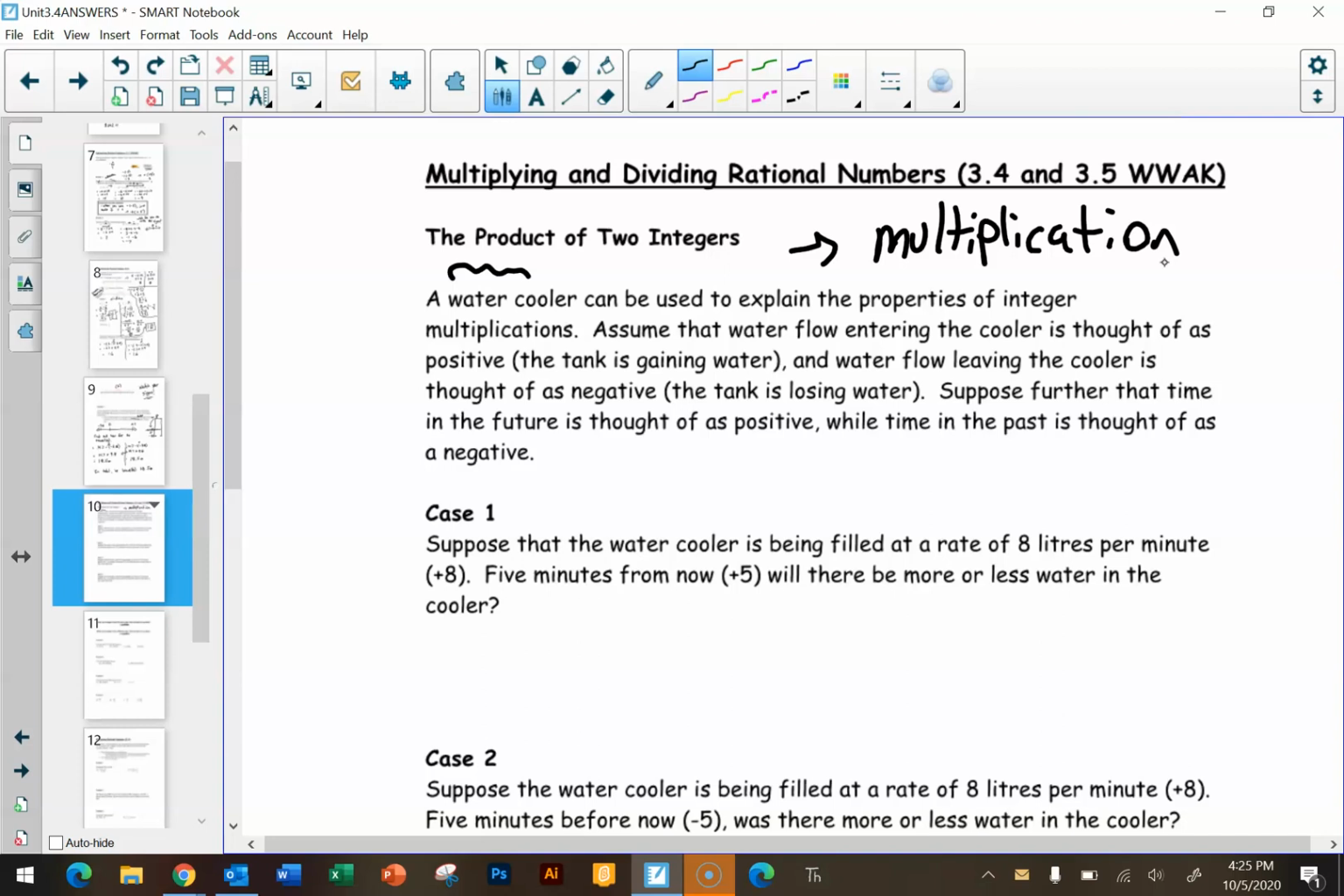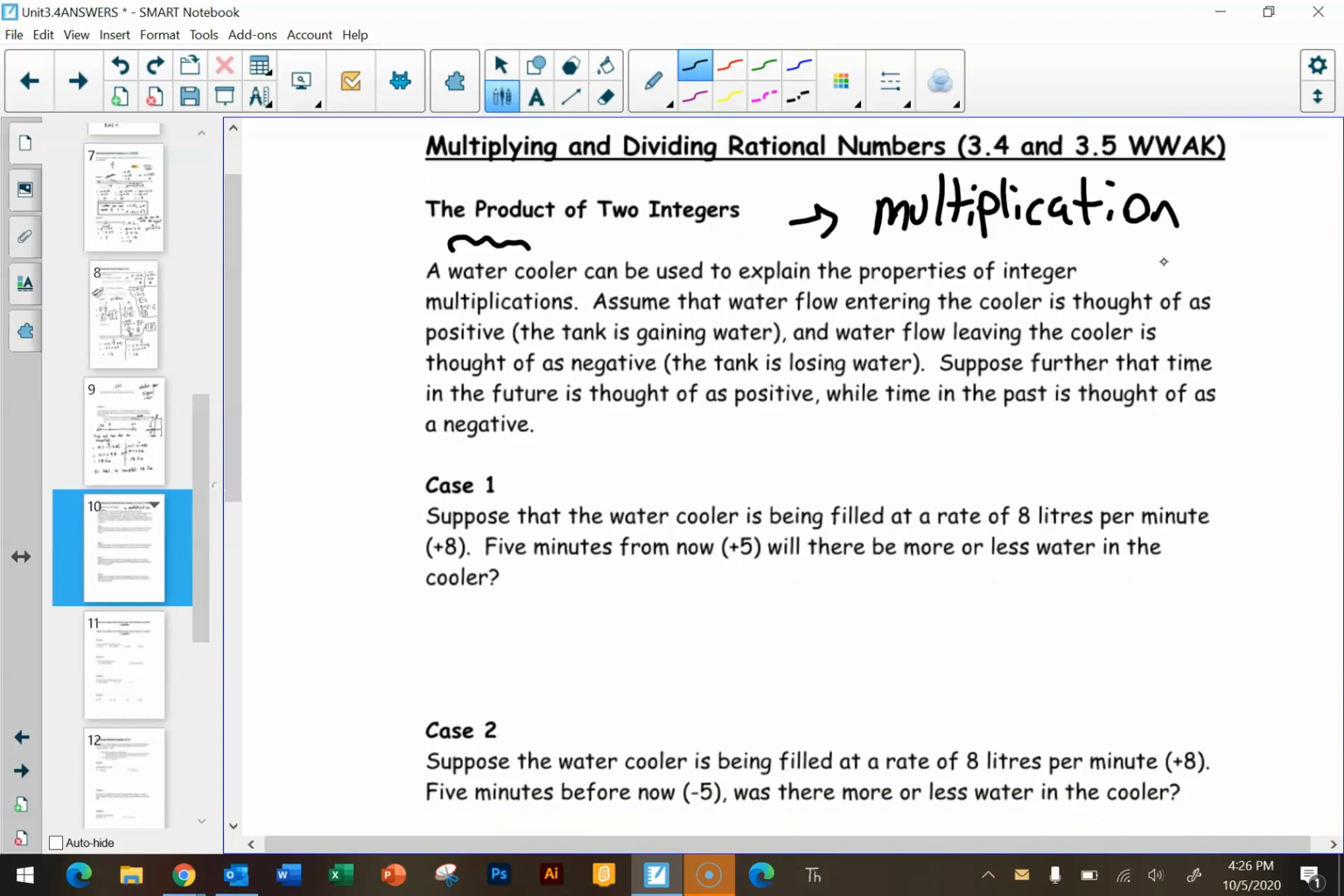Assume that we have water flow entering the cooler, and we're thinking of that as positive because the tank is gaining water. And then any water flow that leaves the cooler is thought of as negative because the tank is losing water. So we're going to further suppose that time in the future is thought of as positive, while time in the past is thought of as negative.